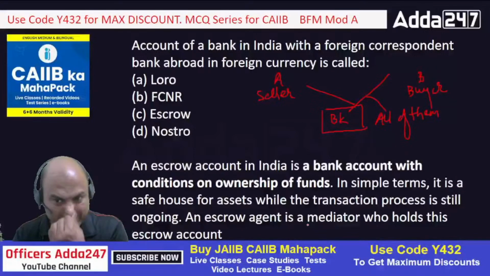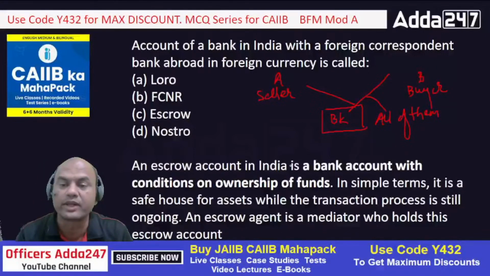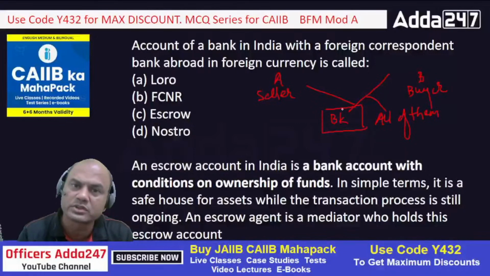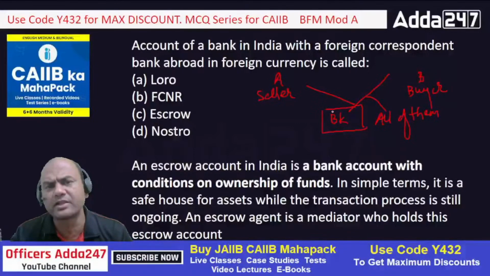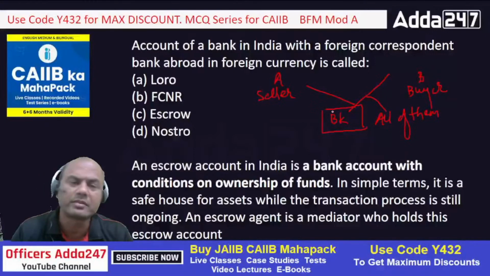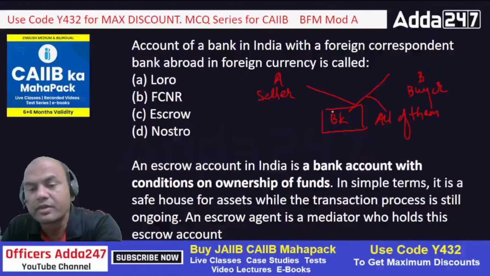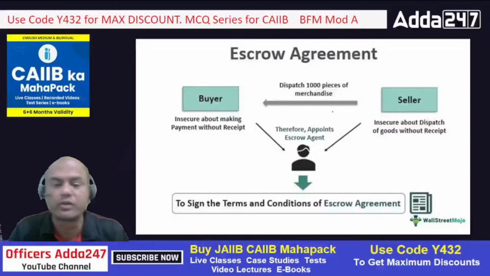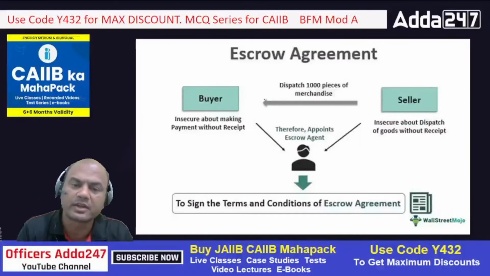An escrow agent is a mediator who holds this escrow account. Agent here can be a bank, or it can be another party. Even PayPal gives escrow services now, and many others, not only PayPal. So, got this point? Let me explain one more time using this picture.